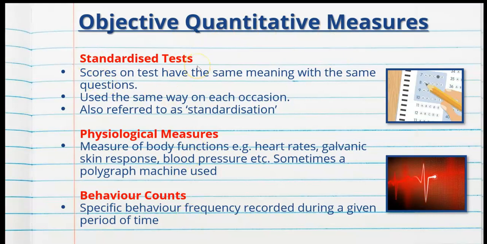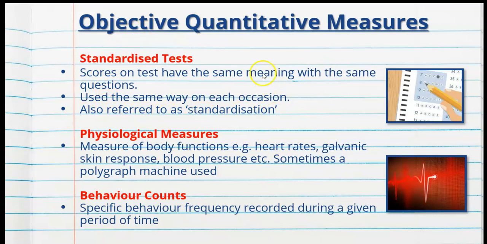We've got standardized tests. These are scores on tests that have the same meaning with the same questions, and they're used the same way on each occasion. An example of this would be a maths test or a psychology exam or an IQ test. It has the same meaning, the same questions, and it's used the same way with the same intention, which is to measure the knowledge and understanding of whatever it is that you're being tested on, whether it's a maths test or a psychology exam. That is a standardized test. This process is referred to as standardization.